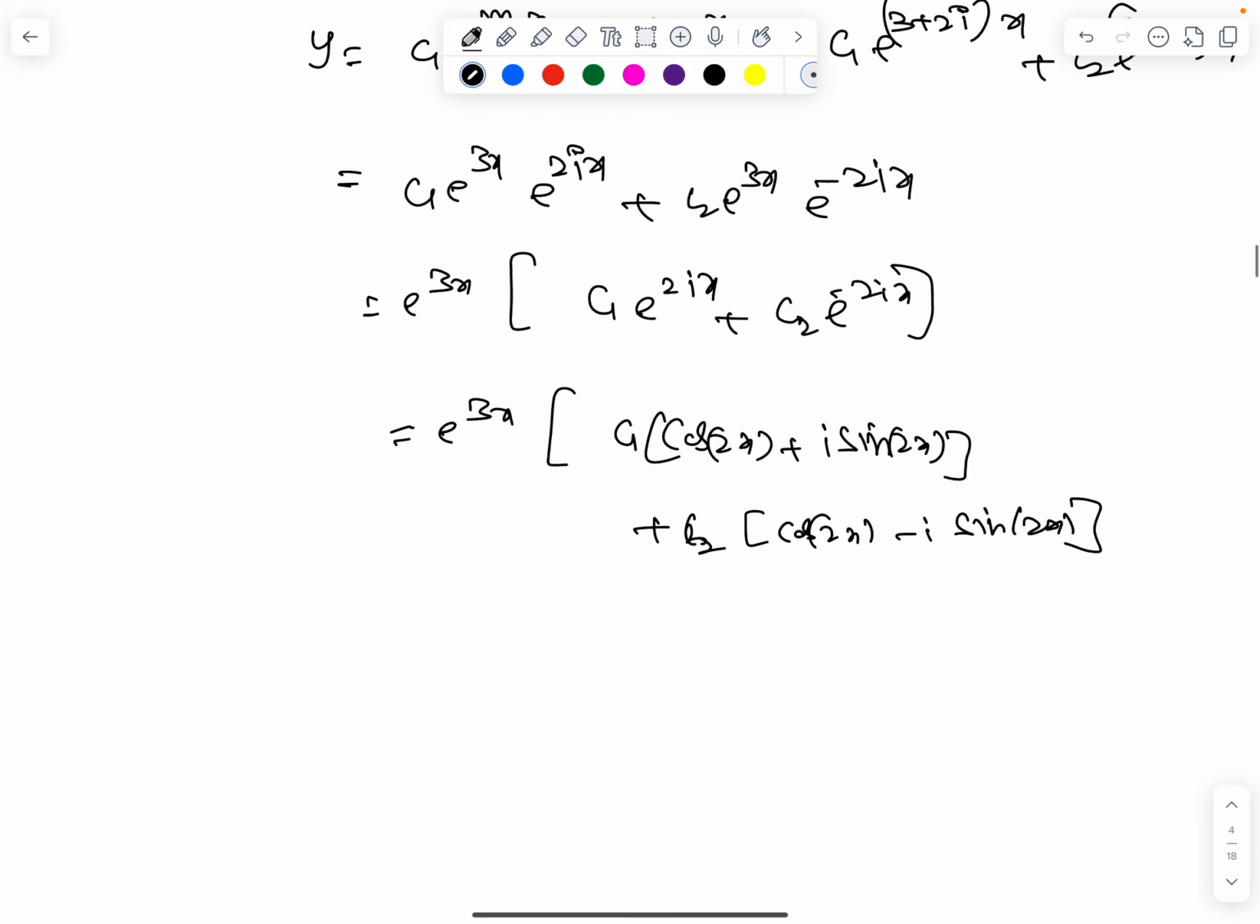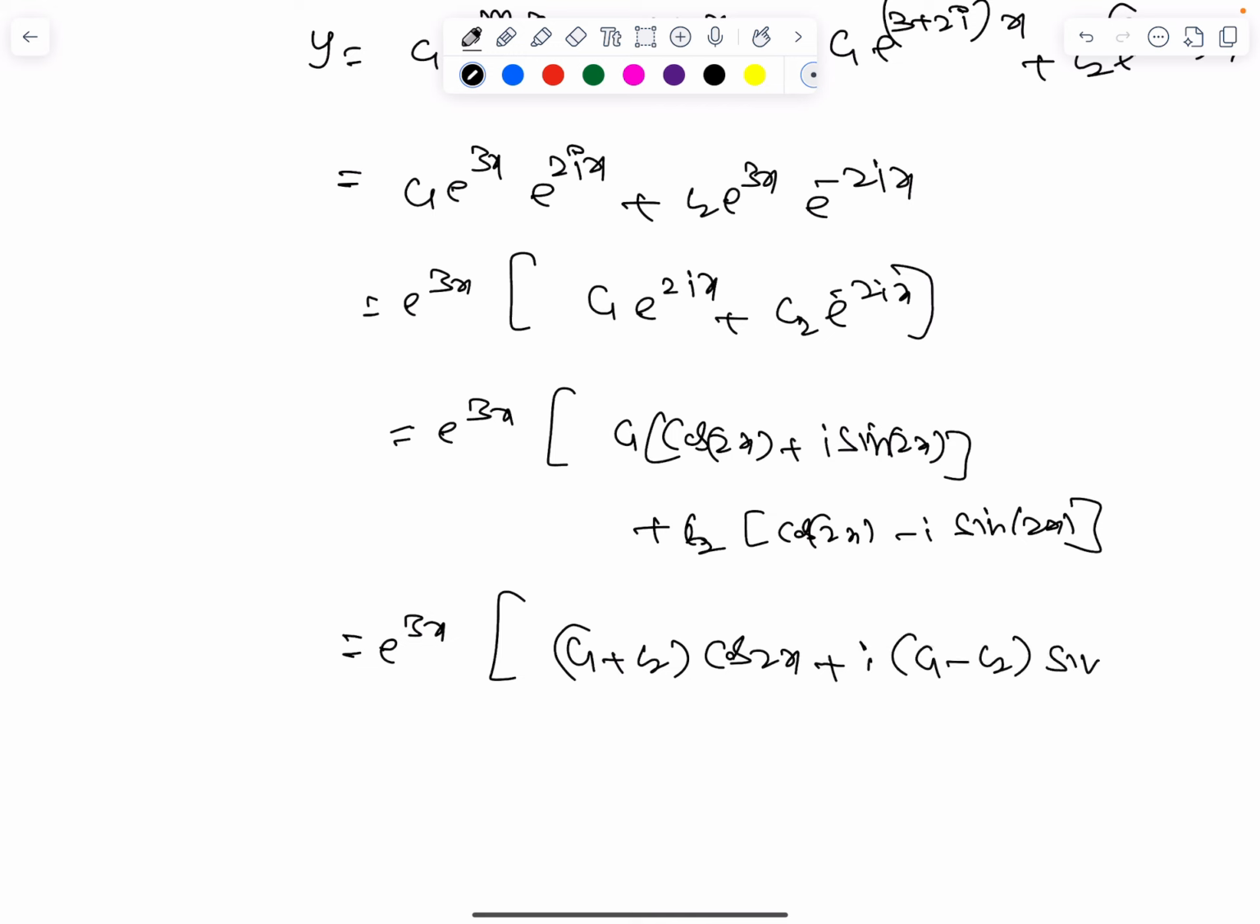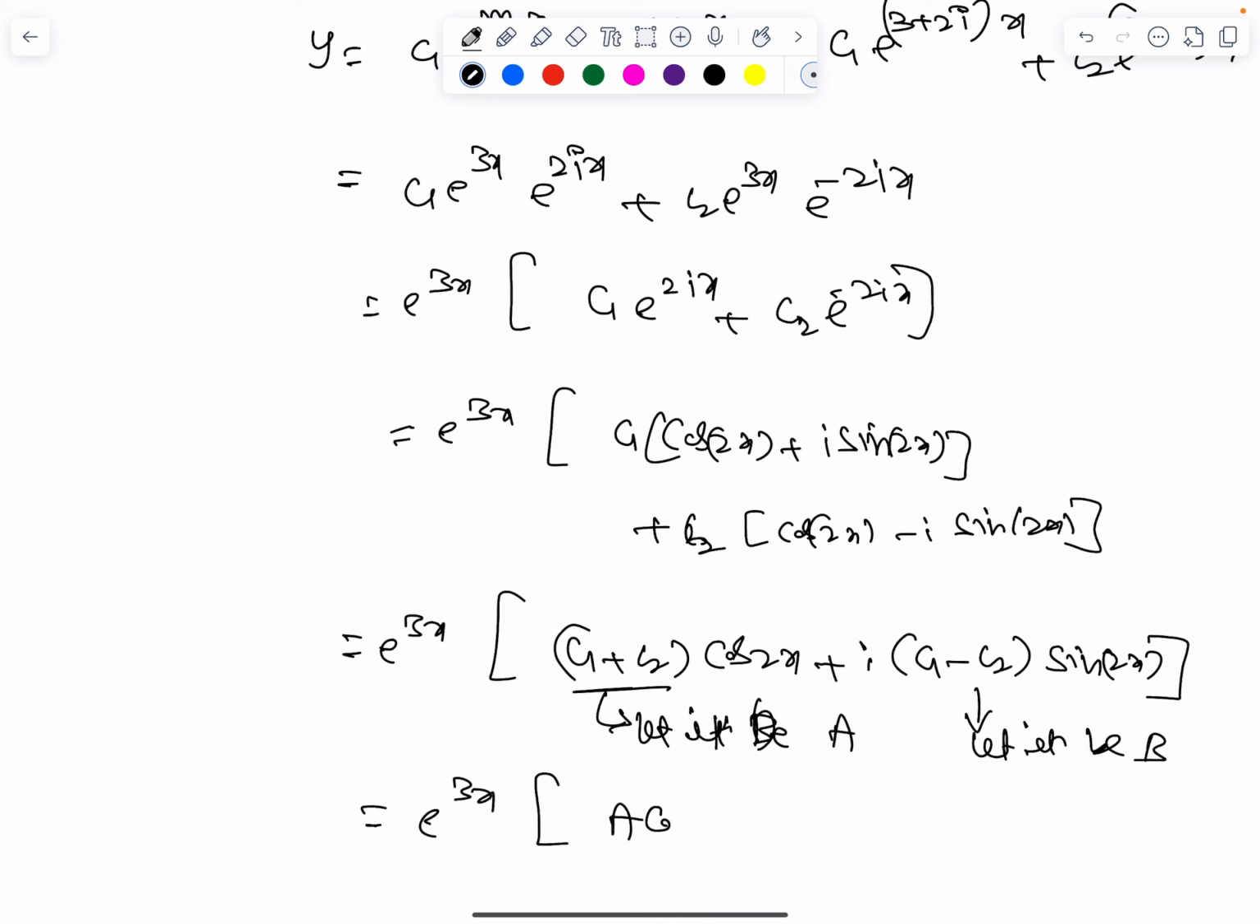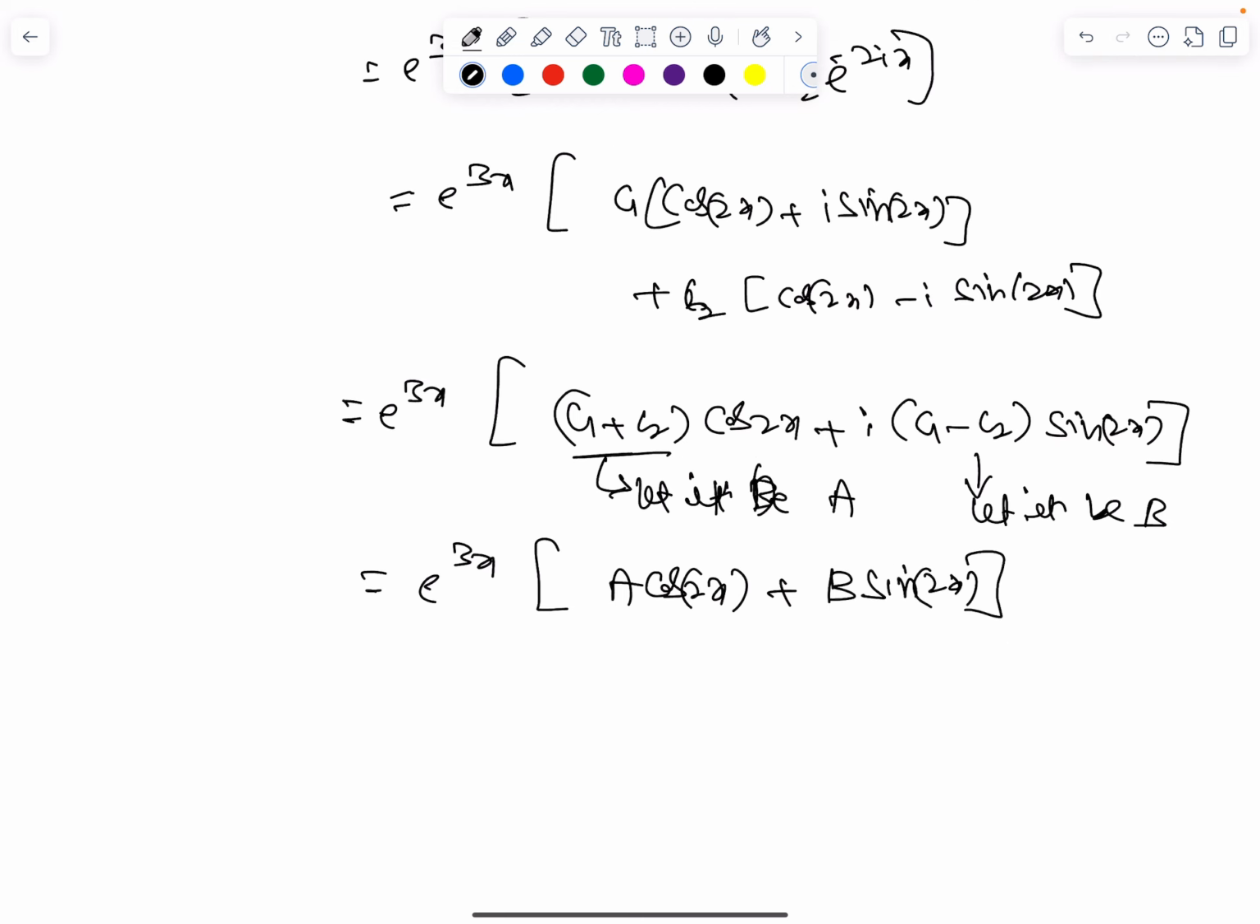Now, if you combine, e power 3x times (c1 plus c2) times cos 2x plus i times (c1 minus c2) sin 2x. So, these are some constants. Let this be A, and let this be B. Therefore, e power 3x into (A cos 2x plus B sin 2x). So, that is your general solution whenever there is a complex root.